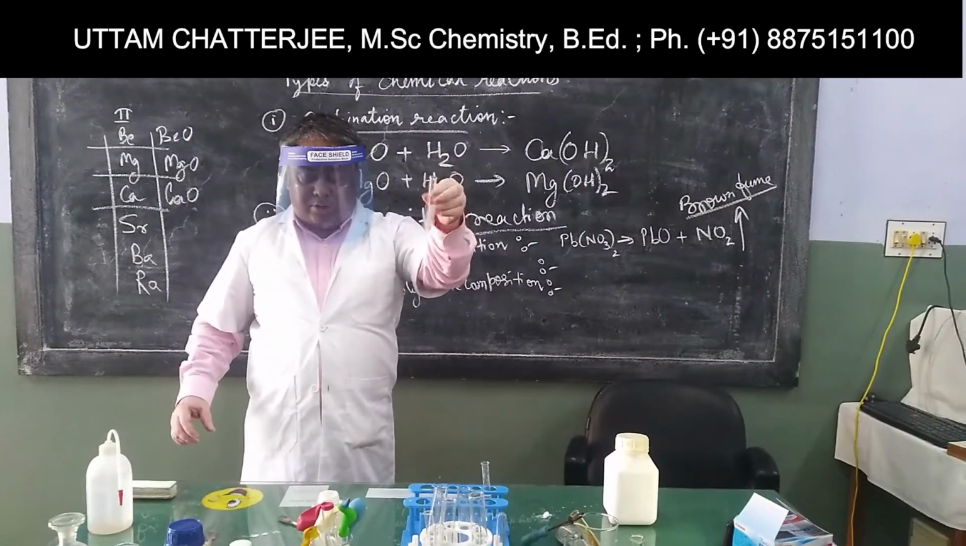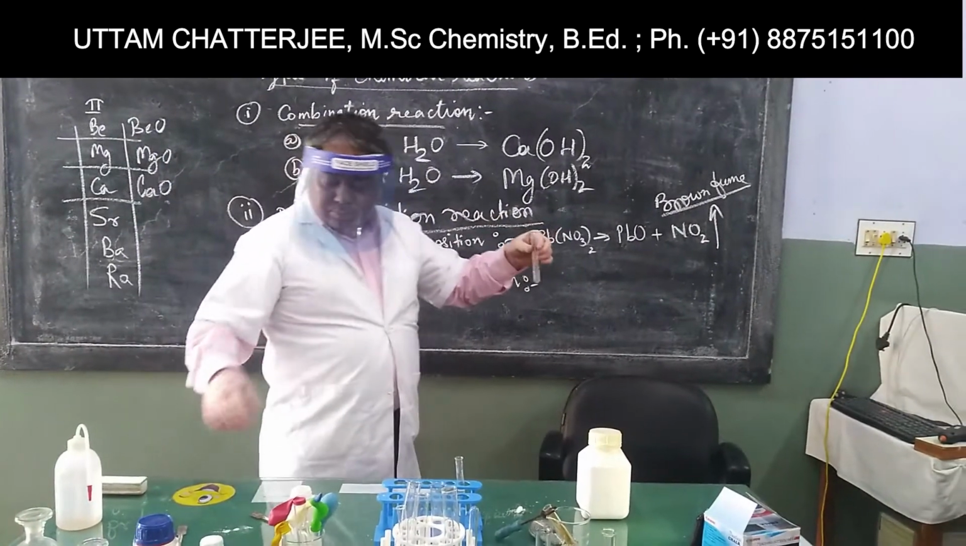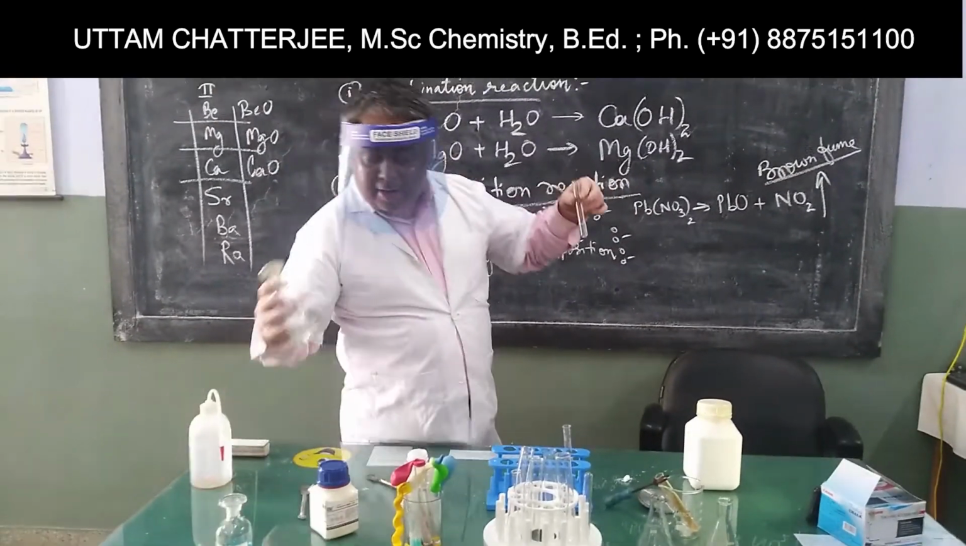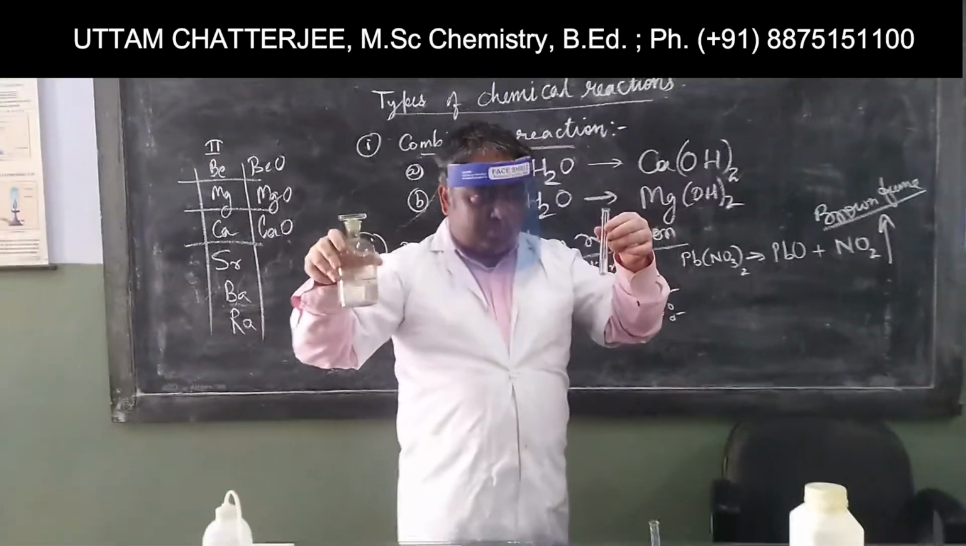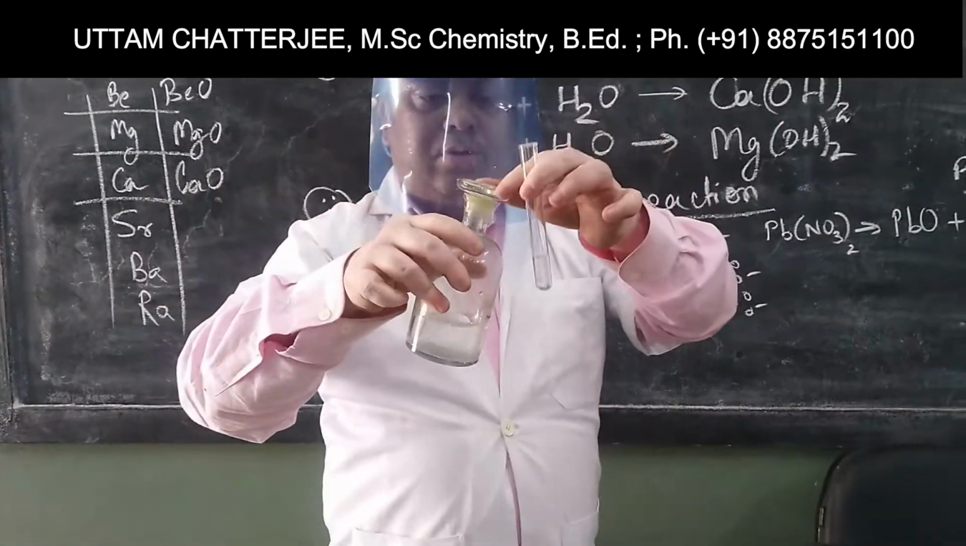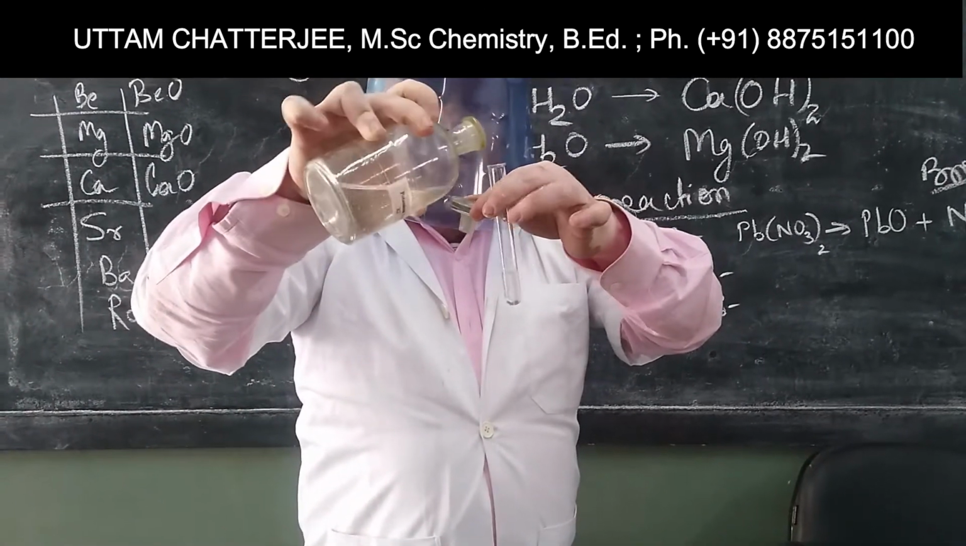Now I have taken lead nitrate solution, and in this lead nitrate solution I will put KI solution. This is solid KI, potassium iodide, and this is the solution. This is a previously made solution, kept in the reagent bottle so that we can use it readily. Now when I am putting KI in lead nitrate, see what will happen.